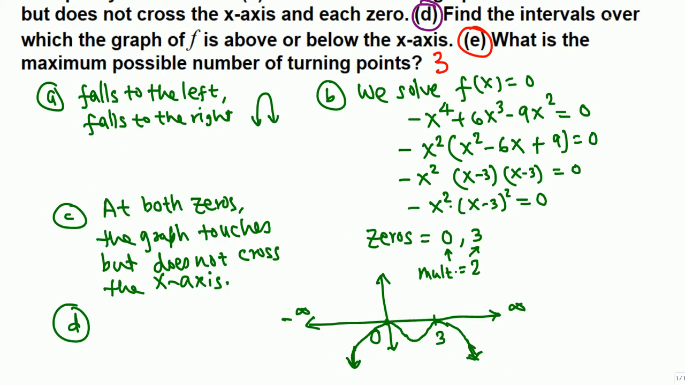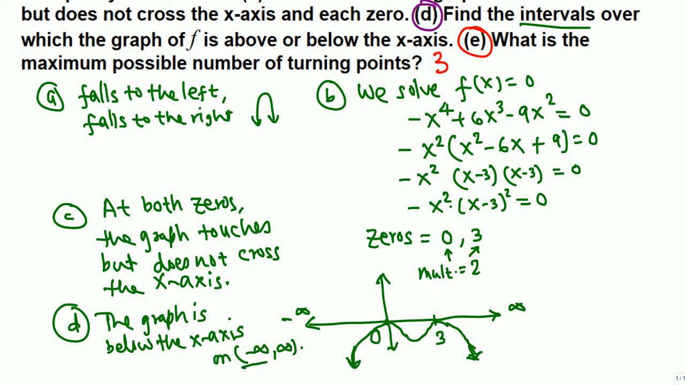Find the intervals over which the graph of f is above or below the x-axis. The graph is never above the x-axis. The graph is always below the x-axis. It wants us to write down intervals. So the graph is below the x-axis all the way from negative infinity through positive infinity. That means the graph is never above the x-axis.